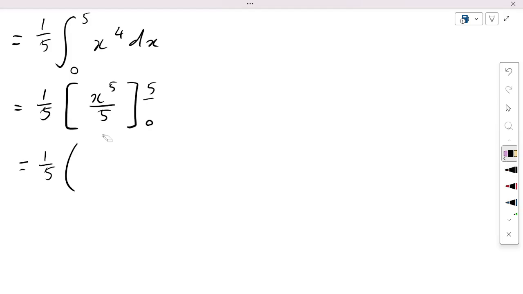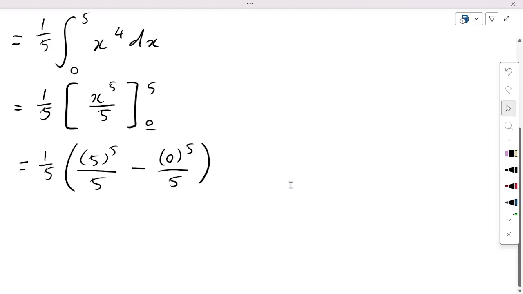We're going to take the upper limit in first, so it's going to be 5 to the power of 5 divided by 5, right? And this is going to be minus the one of the lower limit, which is going to be 0 to the power of 5 divided by 5. Okay, so that's what it's going to look like.